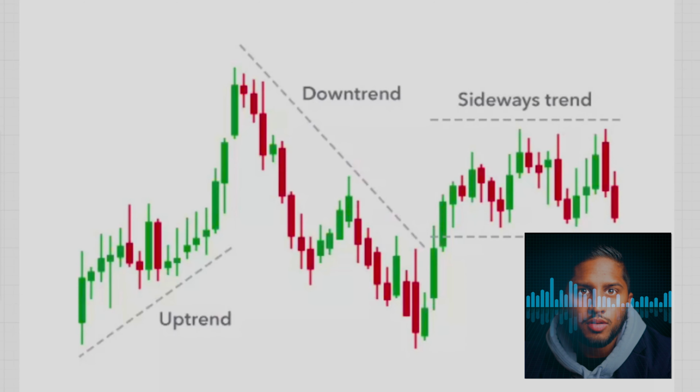All right, so first things first, I always start by identifying the trend. This is super important. I ask myself, are we in an uptrend or a downtrend? If the market is making higher highs and higher lows, I know that I'm in an uptrend. Now, if the market is making lower highs and lower lows, then this tells me that we're in a downtrend.